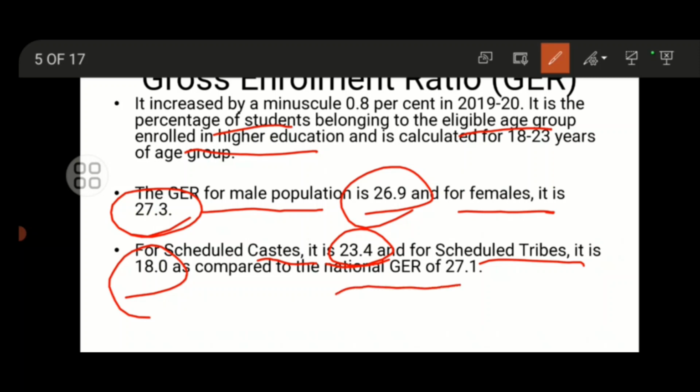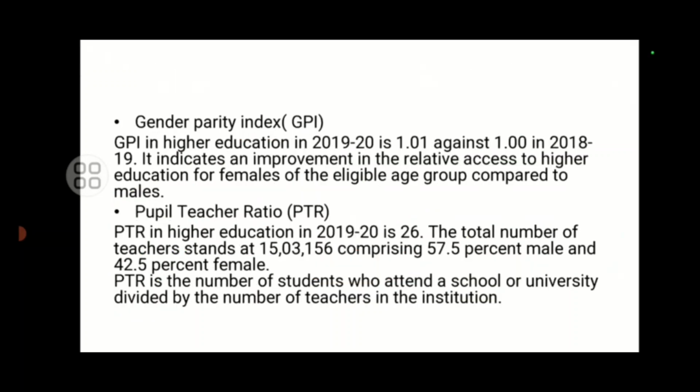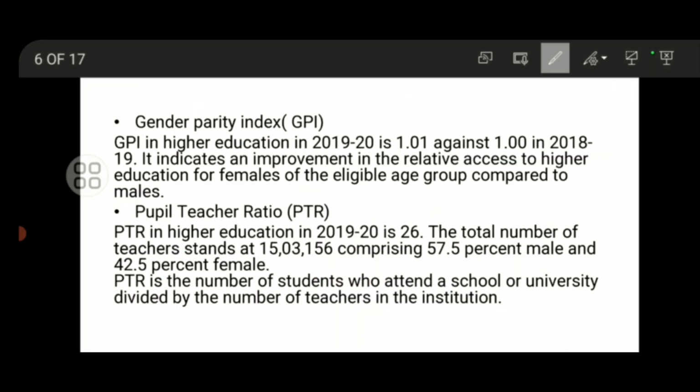The national gross enrollment ratio, which is very important, is 27.1%. The gender parity index in higher education is 1.1, which has also increased compared to the previous year. The pupil teacher ratio is 57.5, which means the number of students attending a school divided by the number of teachers in the institution.